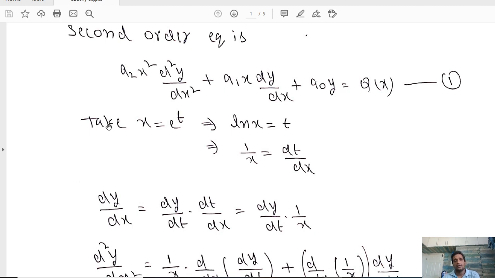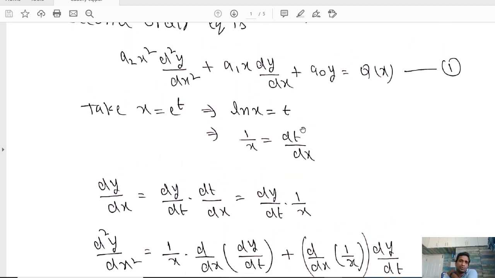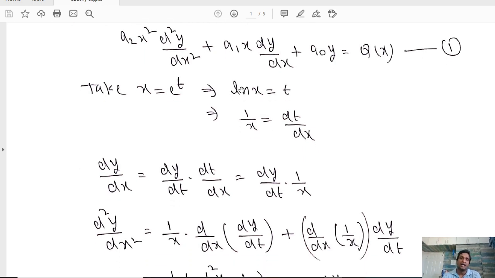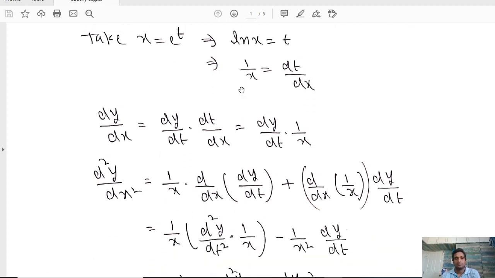So take x is equal to e power t, then ln of x or log x is equal to t. If I differentiate both sides, the differentiation of ln of x is 1 by x, and of t is dt by dx. So here we are going to express dy by dx in terms of dy by dt, and d square y by dx square in terms of d square y by dt square. Based on this we are going to change dy by dx. What is dy by dx here?